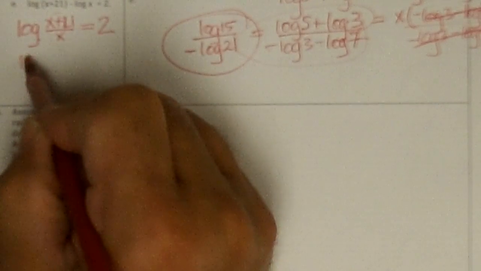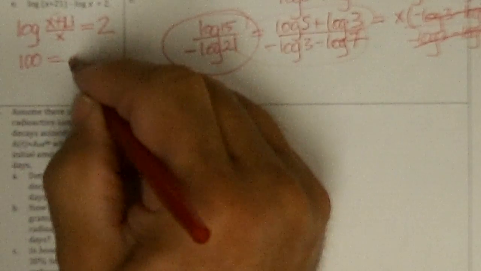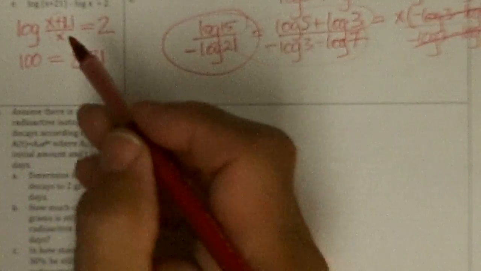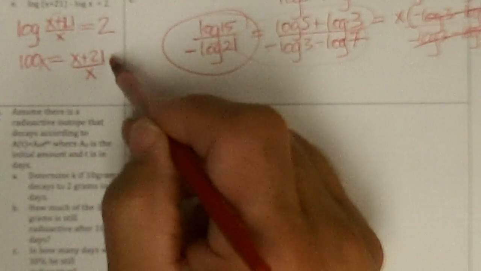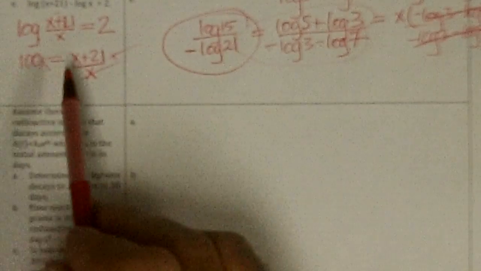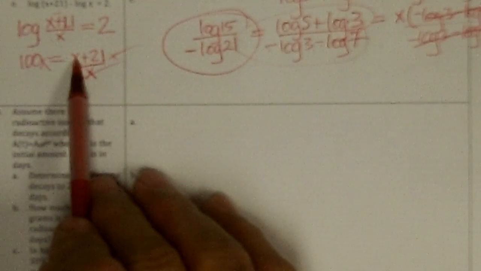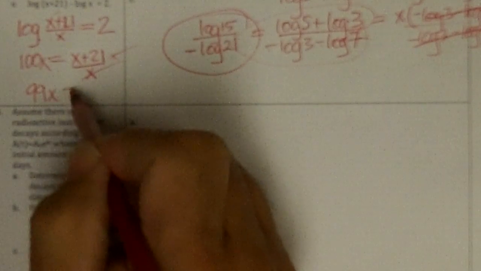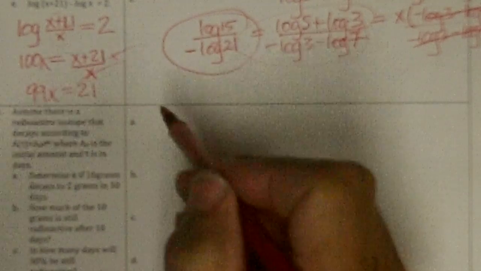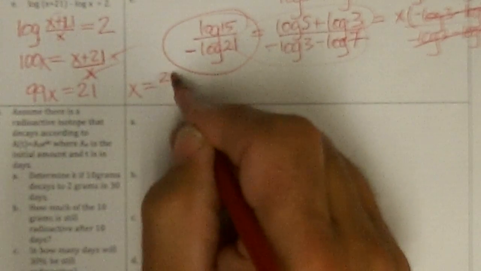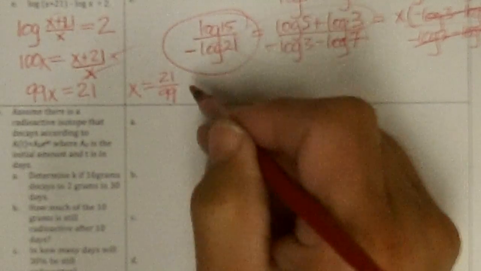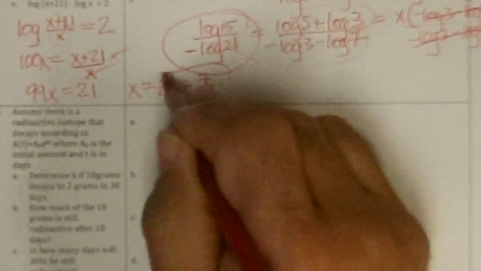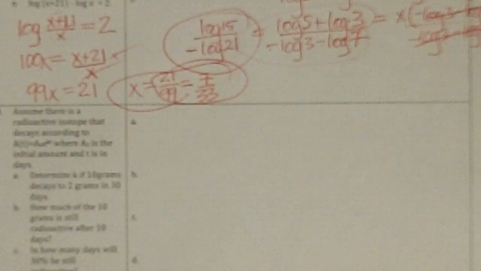10 to the 2 is 100. Equals x plus 21 over x. I'm going to multiply both sides by x. So I got 100x equals x plus 21. I'm going to subtract x from both sides, and I get 99x equals 21. Divide by 99, and I get x equals 21 over 99. See, 3 goes into both of those. That's 7 over 33. That's what x is.